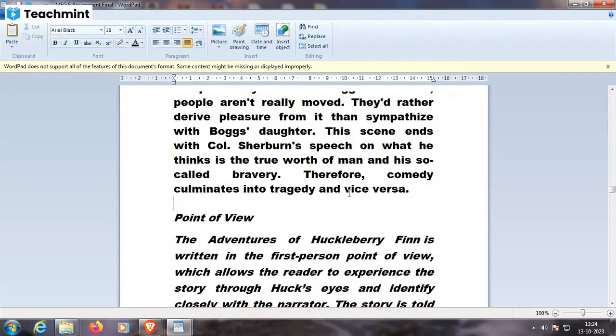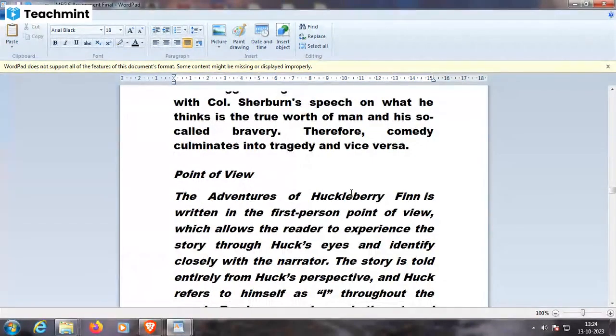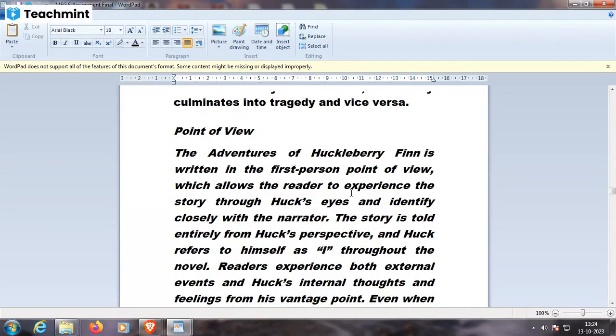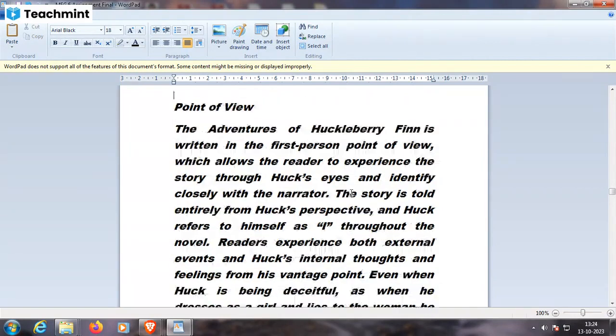The Adventures of Huckleberry Finn is written in the first person point of view, which allows the reader to experience the story through Huck's eyes and identify closely with the narrator. The story is told entirely from Huck's perspective, and Huck refers to himself as "I" throughout the novel. Readers experience both external events and Huck's internal thoughts and feelings from his vantage point.